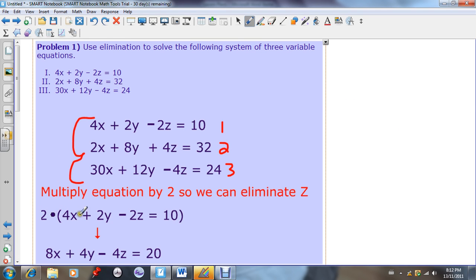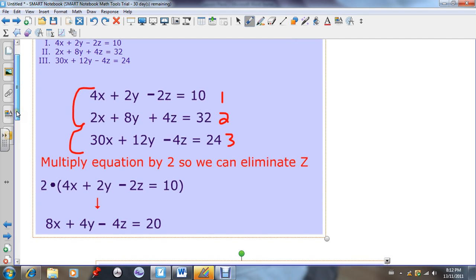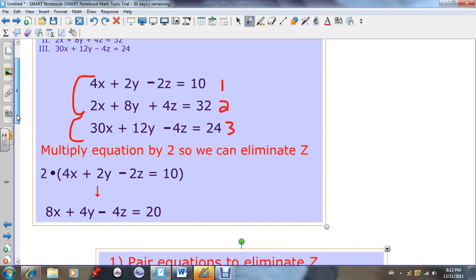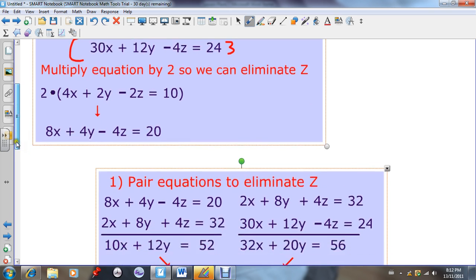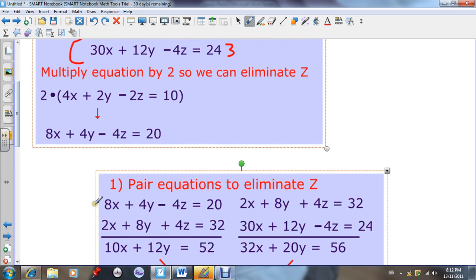You go down. 2 times equation 1 gives you 2 times 4x is 8x, plus 4y, which is 2 times 2y, minus 4z, which is 2 times minus 2z equals 2 times 10, which is 20. Ladies and jelly beans, now you add equation 1 to 2. Actually, it's 2 times equation 1 to number 2. Then you add number 2 to number 3. What are you eliminating? Z's cancel off. Look at that. Nice and neat.